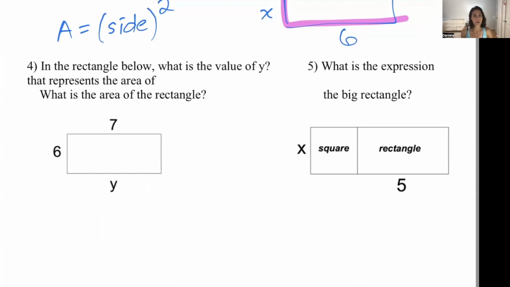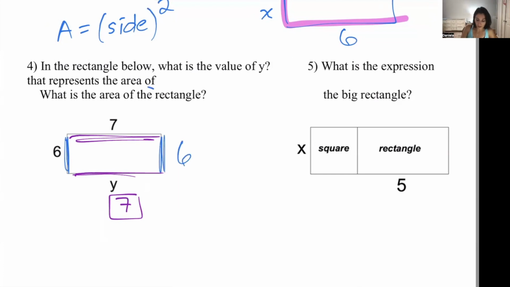So in the rectangle, what is the value of y? Just knowing the fact that opposite sides of a rectangle are congruent, in other words, are equal to each other. So if this is 7, then that means that y is equal to 7, right? And if this is equal to 6, then this is equal to 6. Right, and then it's asking what is the area of the rectangle? Again, it's length times width. So the area A is 6 times 7, so it would be 42.